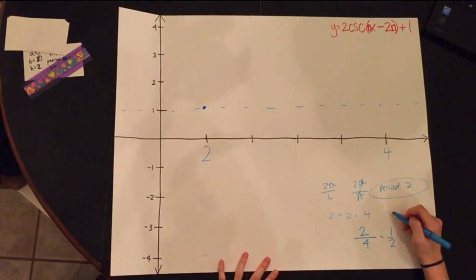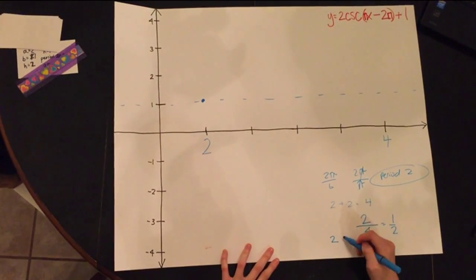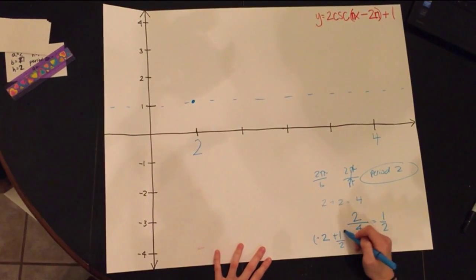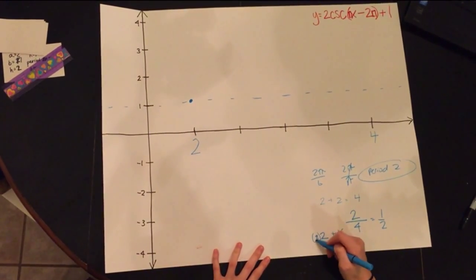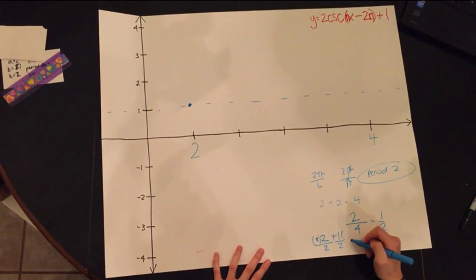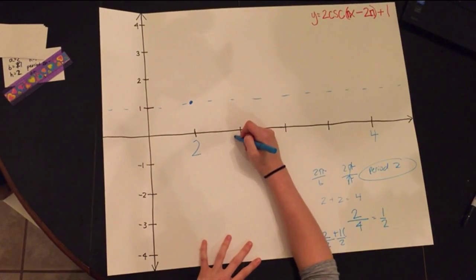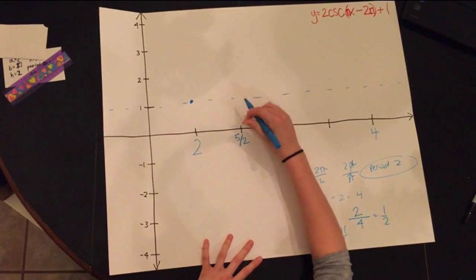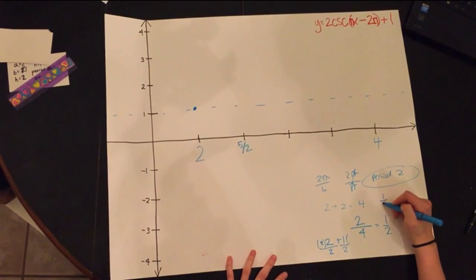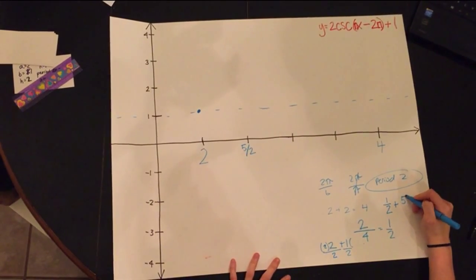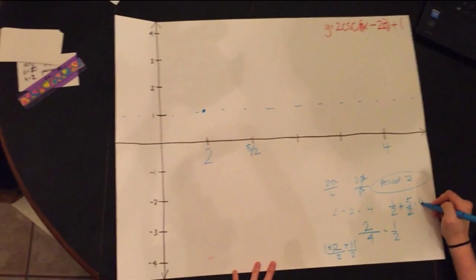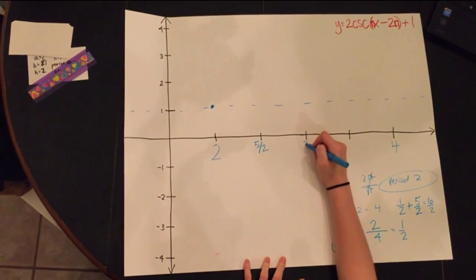So you're going to take 2, and you're going to add 1/2 to that. You have to have the same denominator. So you multiply this by 2 and this by 2, and that will give you 5/2. So this first point here is going to be 5/2, and then there's another half in between these two. So you have to add 1/2 to 5/2, and then you're going to get 6/2, which is 3.